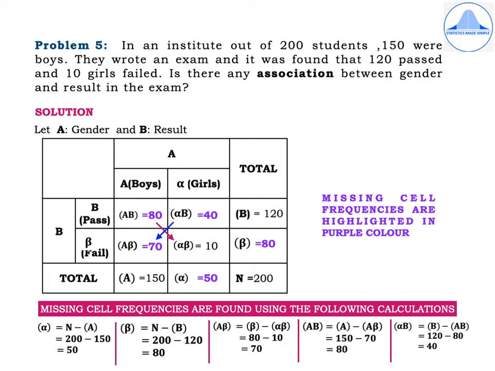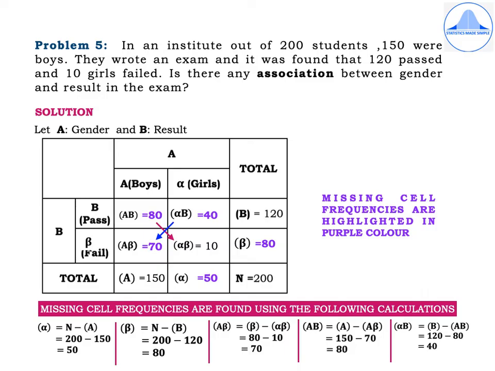Problem 5. In an institute, out of 200 students, 150 were boys. They wrote an exam and it was found that 120 passed and 10 girls failed. Is there any association between gender and result in the exam? Under solution, first identify the two attributes.